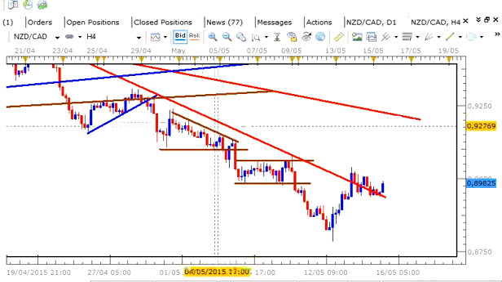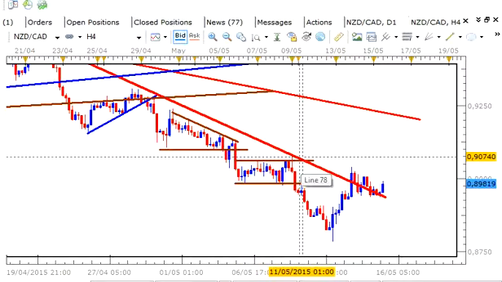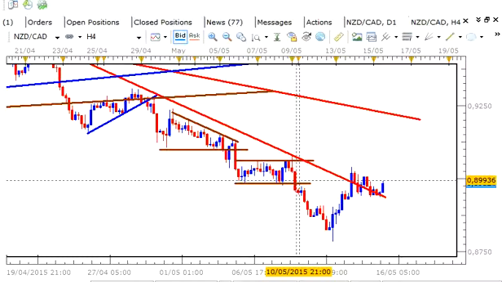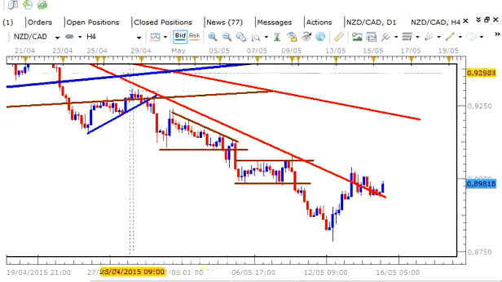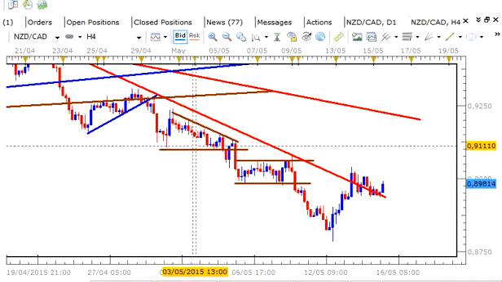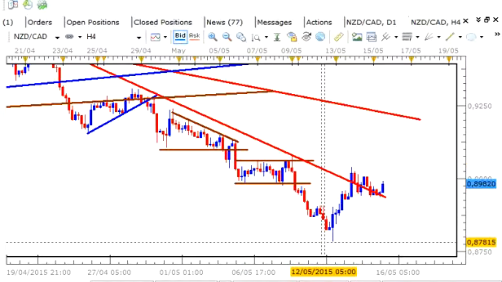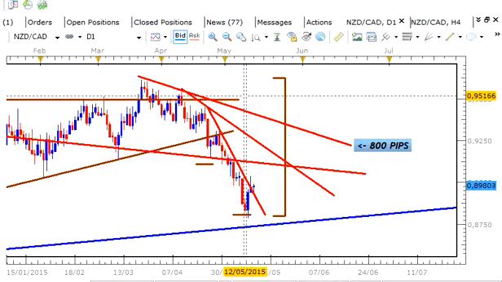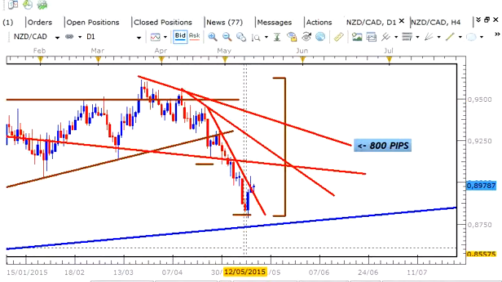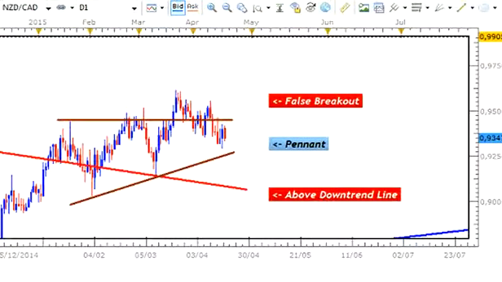The resistance boundary of this pennant could have been used, followed by the resistance of this range, as the market broke out from these setups here. So the use of this trend line as well as these pennant setups along the 4-hour chart could have assisted you in moving your stop loss along the way as the market moved in your favor to capture that very large profit from this trade. So that was the situation that unfolded on the New Zealand Canada based on the projected decline and based on the theory of false breakouts.